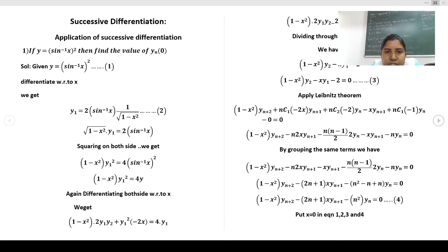Again, differentiating both sides with respect to x. We get 1 minus x square, again differentiating: first function into differentiation of second function plus second function into differentiation of first function. So, we have 1 minus x square into the differentiation of y1 square, which is 2y1 into y2, plus y1 whole square into the differentiation of 1 minus x square, which is 0 minus 2x, that is minus 2x, equals 4 into the differentiation of y, which is y1.